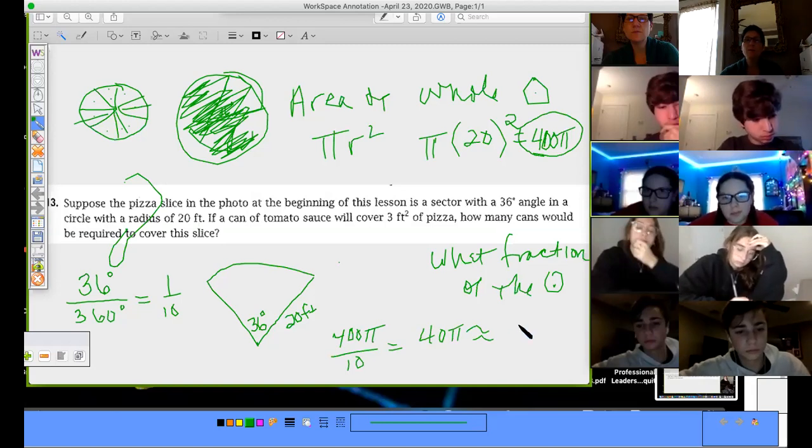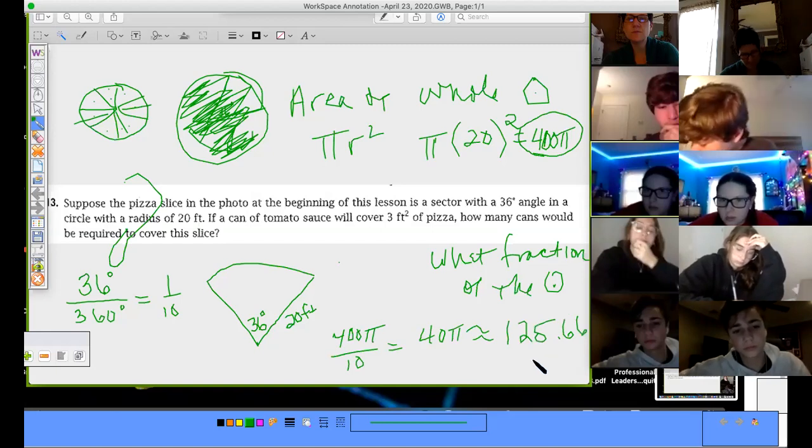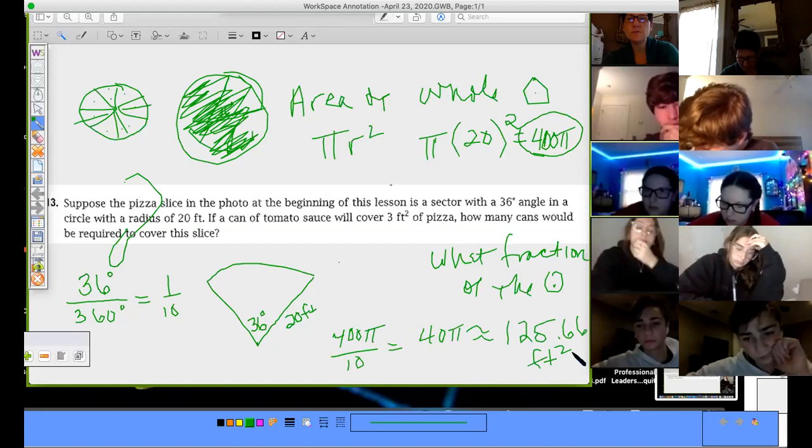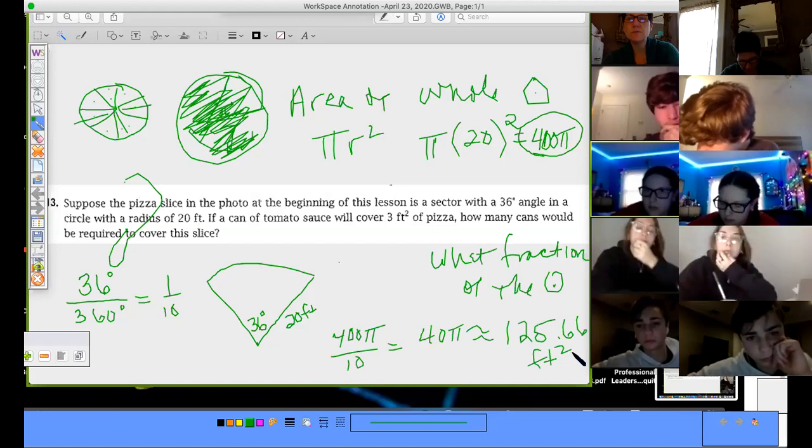125.66. What are my units? Square feet. Say square feet. You sound like a knucklehead when you say feet squared.